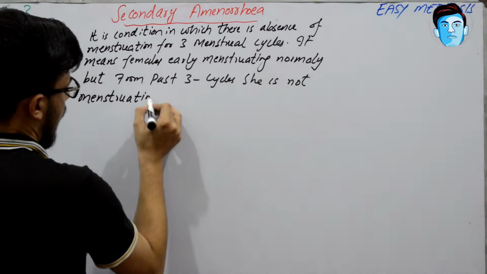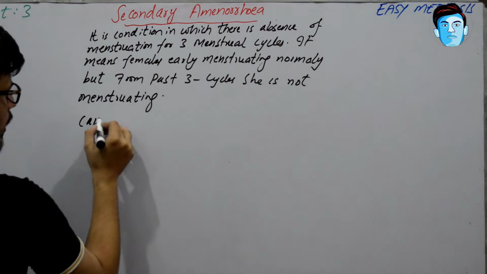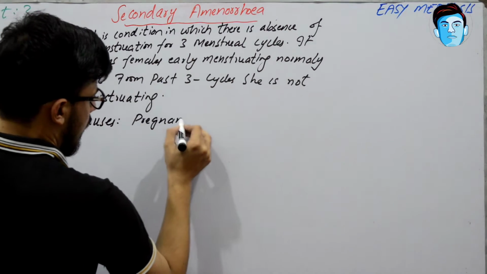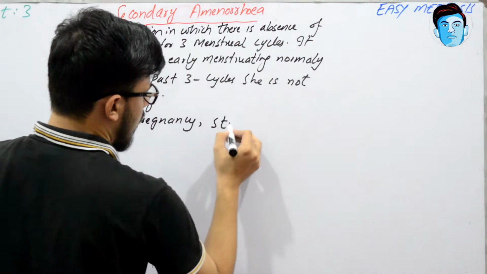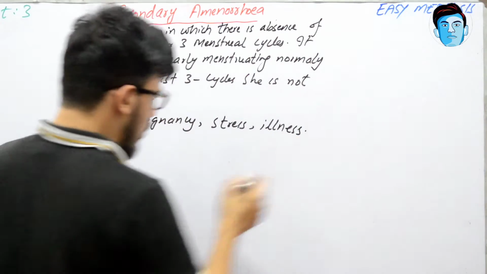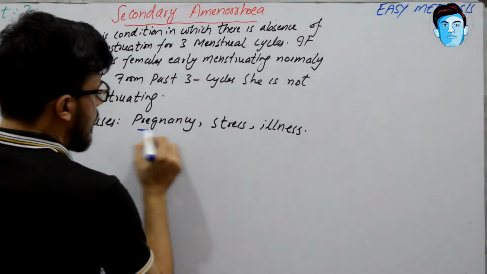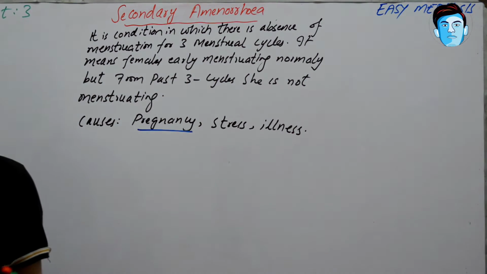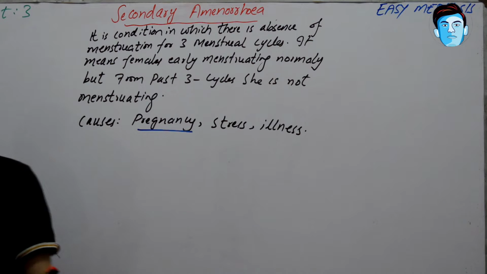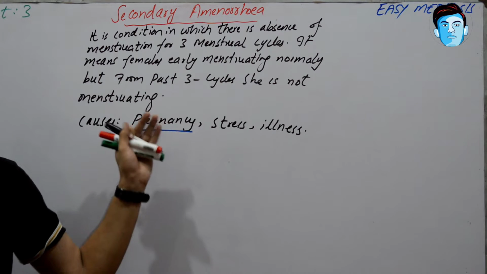So this is called as secondary amenorrhea. What are the causes of secondary amenorrhea? That is pregnancy, stress and illness. So the pregnancy, it is the most common cause of secondary amenorrhea. So whenever you come across a patient of secondary amenorrhea, you have to rule out the pregnancy, as pregnancy is the most common cause for the secondary amenorrhea.